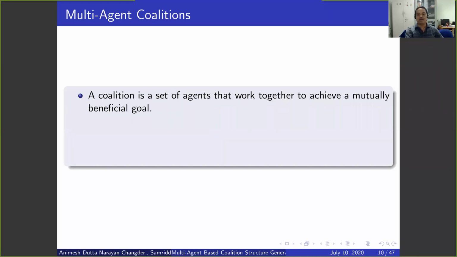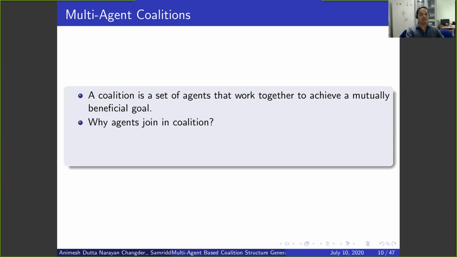A coalition is a set of agents that work together to achieve a mutually beneficial goal. As I said, a coalition is a set of agents that work together to achieve a mutually beneficial goal.